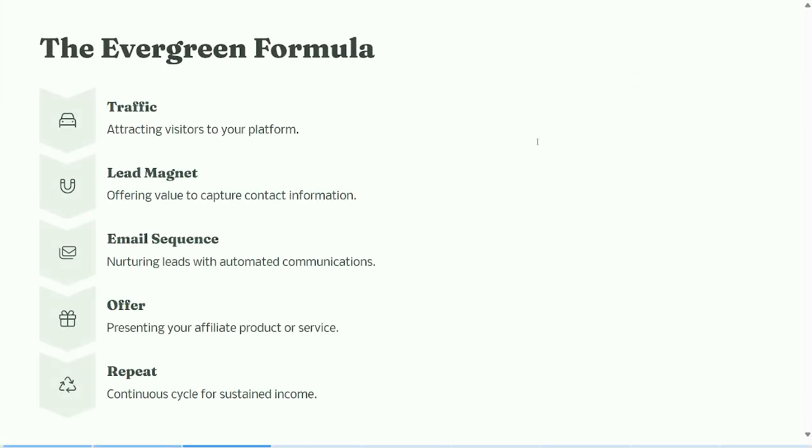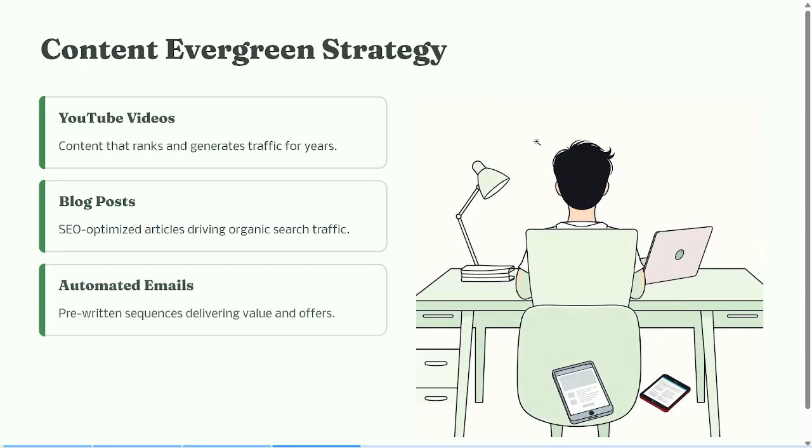So the formula for evergreen is, number one, traffic. You need to attract visitors to your platform. At this point, you should start running Facebook ads. Number two, lead magnet, offering value to capture information. Email sequence is the next. Offer presenting in your email sequence, then repeat the cycle. You can do this and you don't even need to move the needle, and sales will just keep running into your bank account.